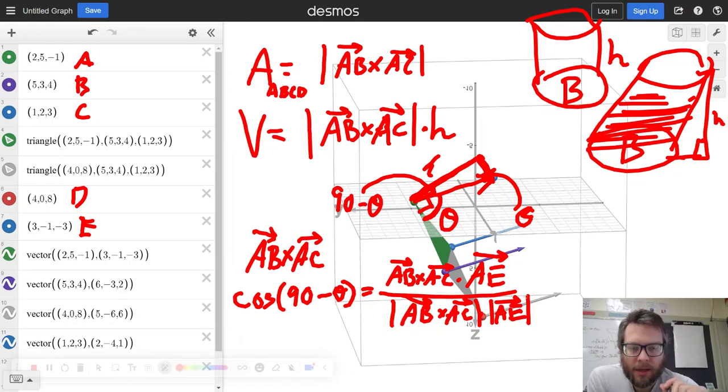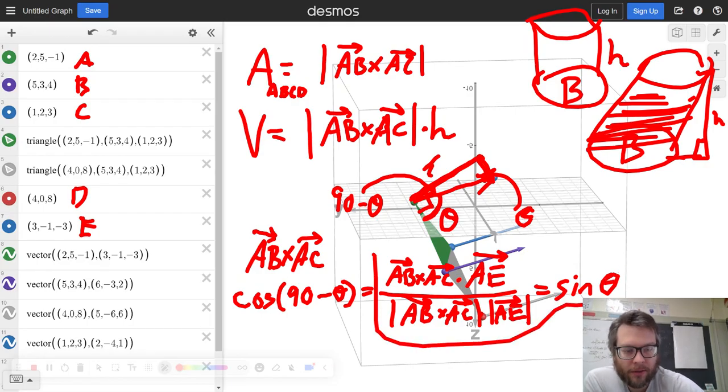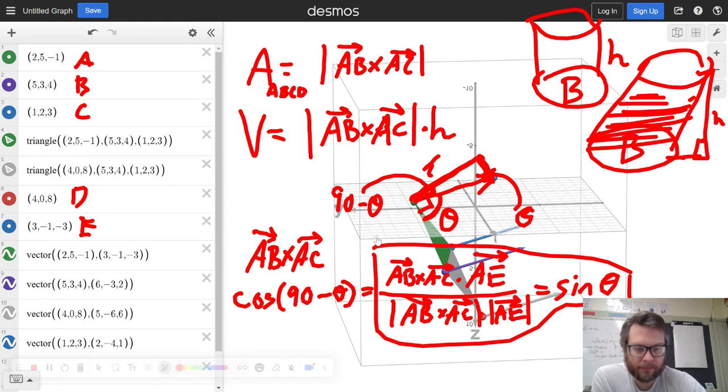Now, this right here is equal to cosine of 90 minus theta. But if you think about a right triangle, cosine of 90 minus theta is going to be the same as sine of theta. The adjacent side of cosine is the opposite of sine when you switch from one corner to the other. So that's going to be sine of theta. Keep that idea in mind. We're going to grab this. Now we're going to think about it just like a right triangle.